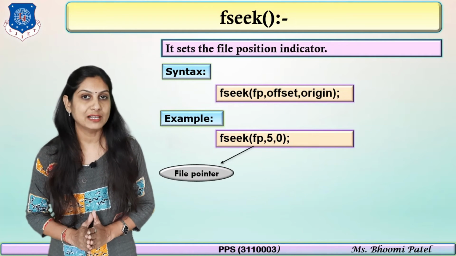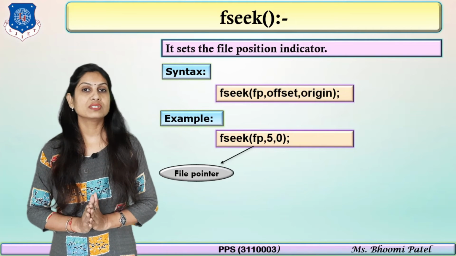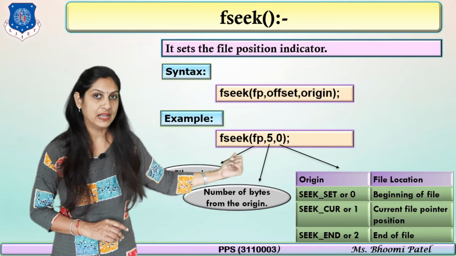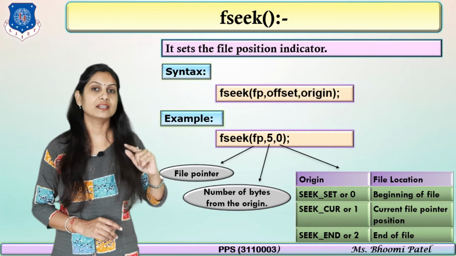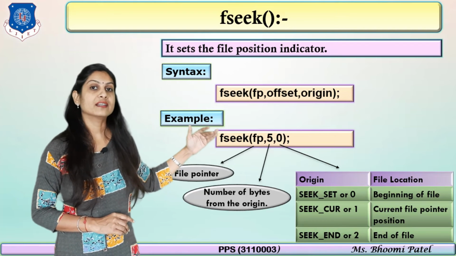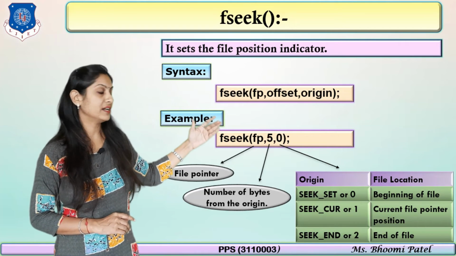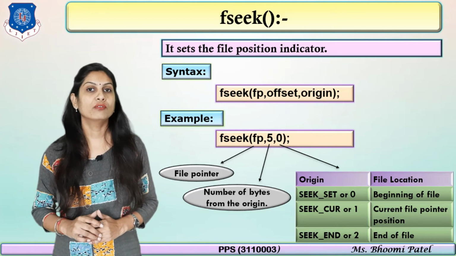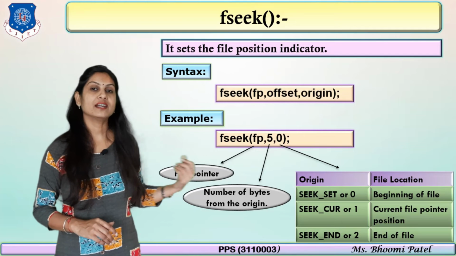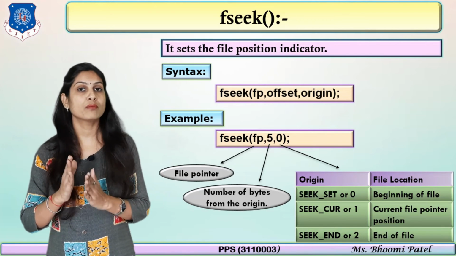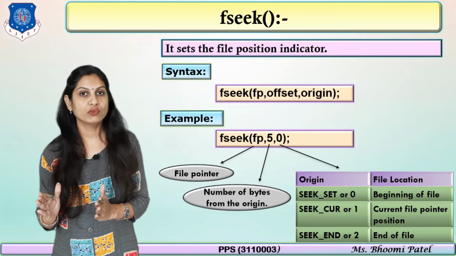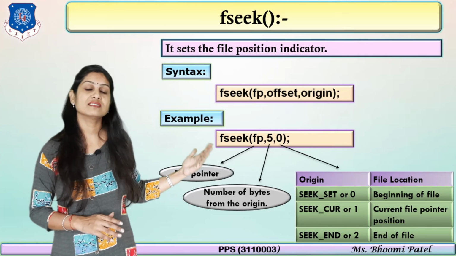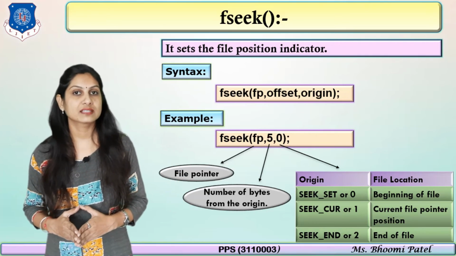Here fp is a file pointer that is set using this syntax, and 0 indicates the beginning of our file. If I write 1 here, that indicates it is set at the current location, and if I write 2 in the origin, then it starts from the end of your file. And in the middle we write 5. 5 means it starts from the beginning, and 5 places onwards it sets our file pointer location. Now you can set your file position using this concept.